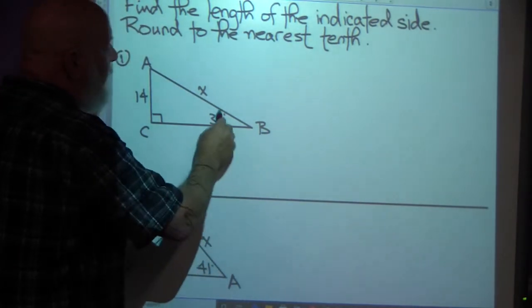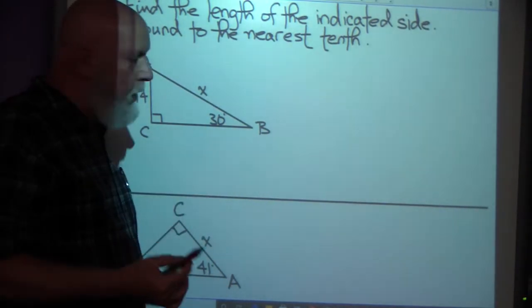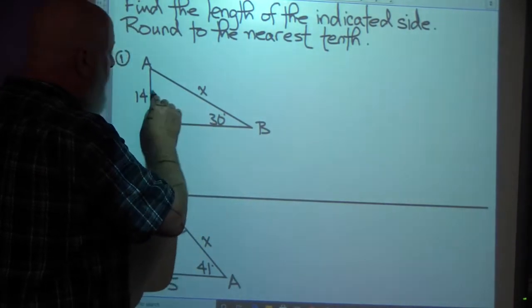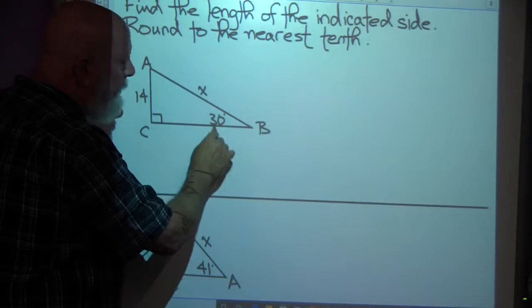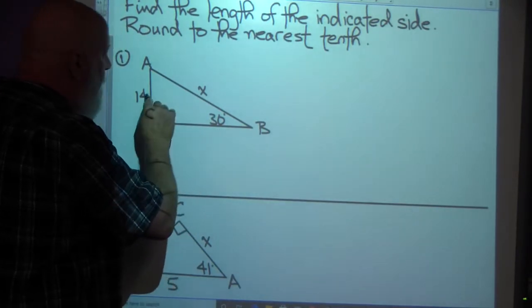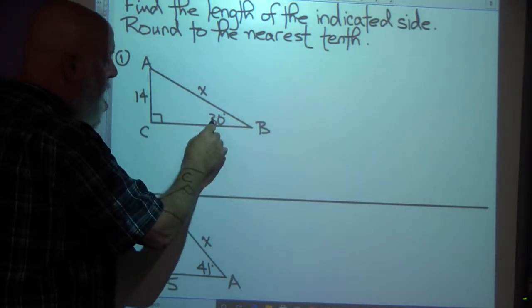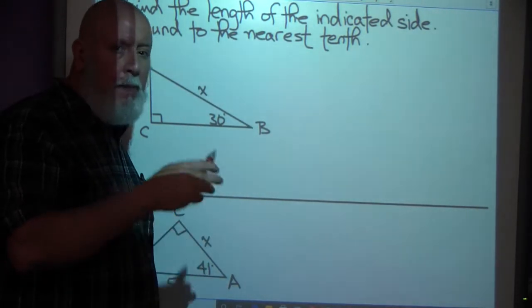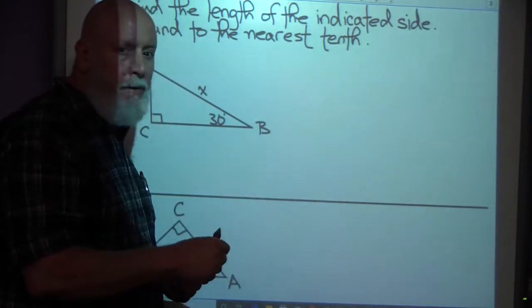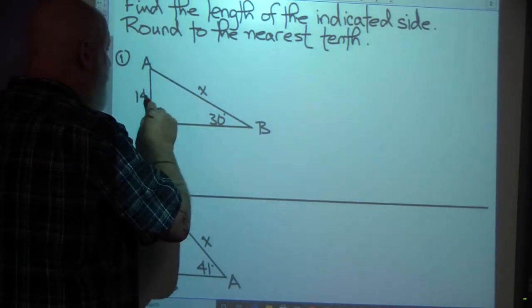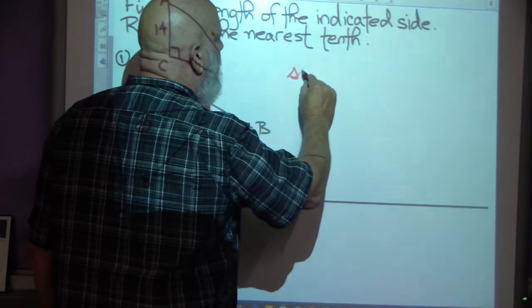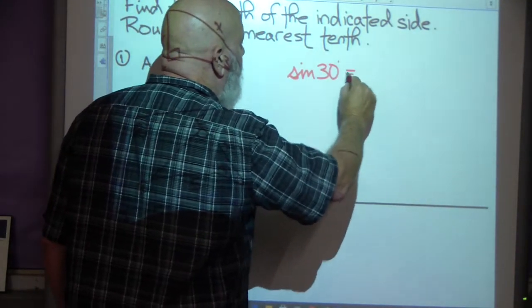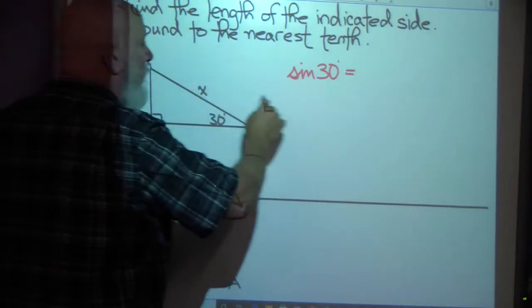So what I can do is, from the perspective of this 30-degree angle, ask myself what trig function would involve this side and this side. Well, a little bit of analysis yields this is the opposite side from this angle, and this is the hypotenuse. And the trig function that involves the opposite and the hypotenuse is the sine function. So I'm going to say, well, the sine of 30 degrees is equal to 14 over x.